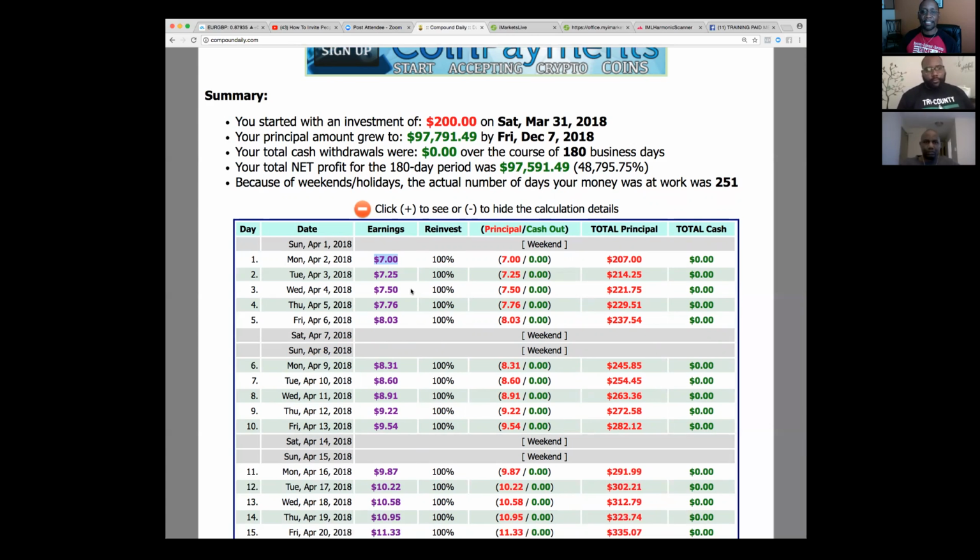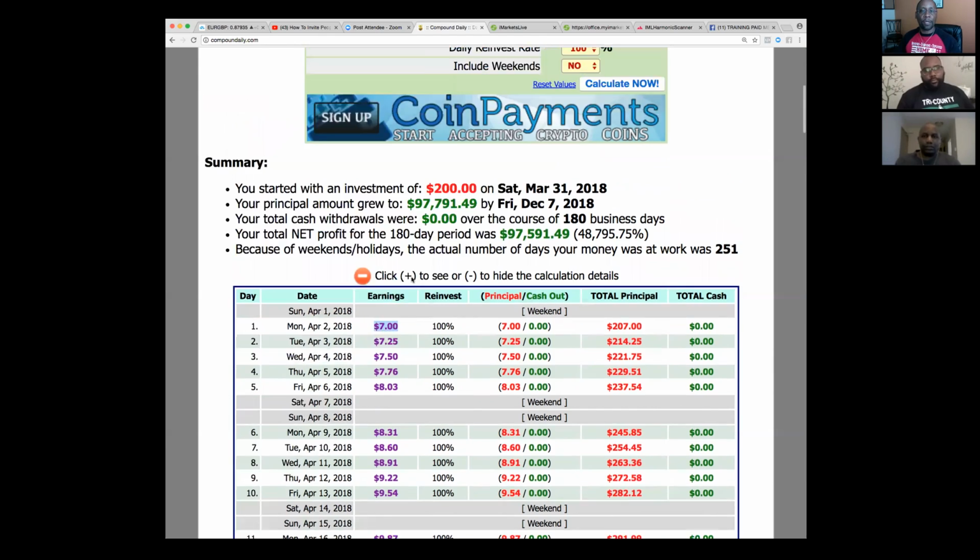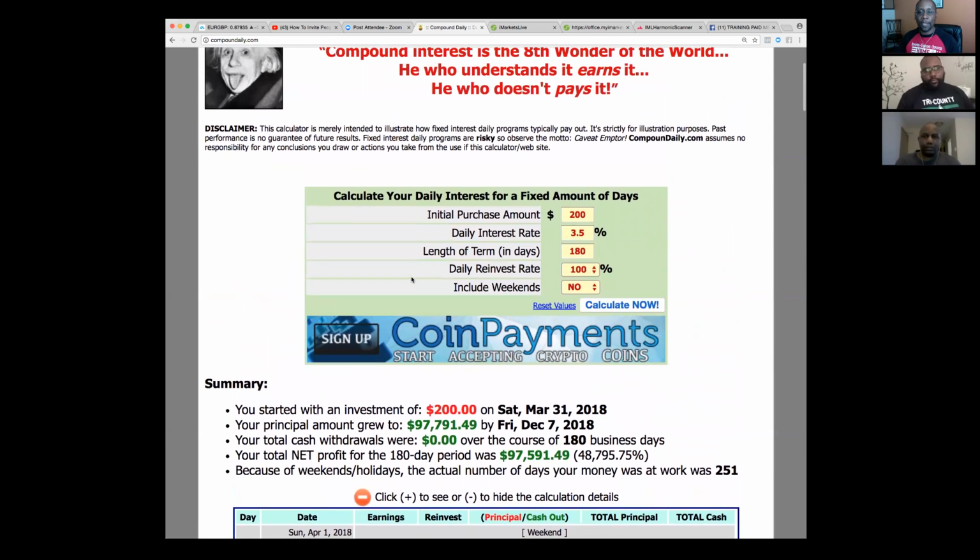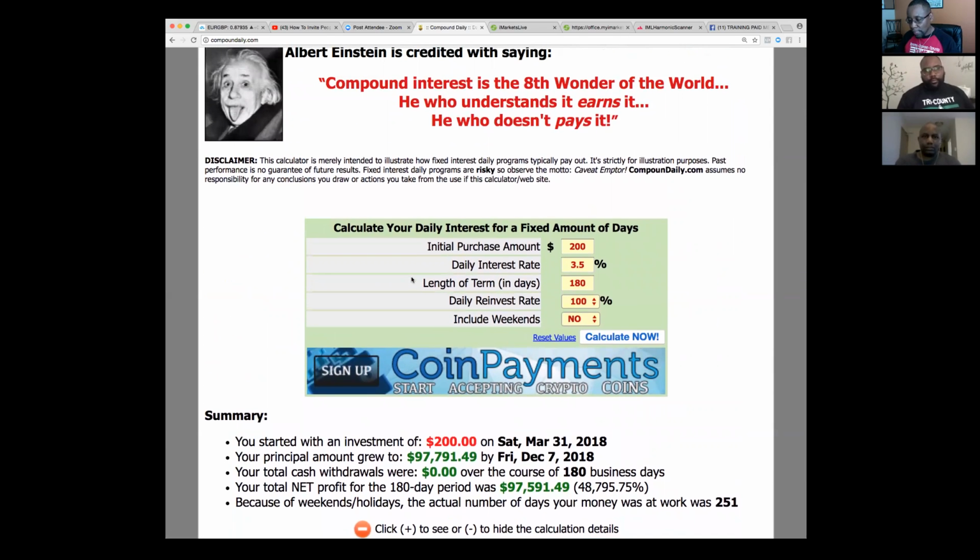This is something that you guys have seen before, but I just wanted to show it. It's just compounding daily. It's amazing, and a lot of people just do not know about it. So compounddaily.com, that's how we get to say, well, if you take $200, you invest it at 3.5% interest and don't touch this money, in 6 months, you can have over $50,000 in your account. All right. And that's what I want to show about the Compound Daily.